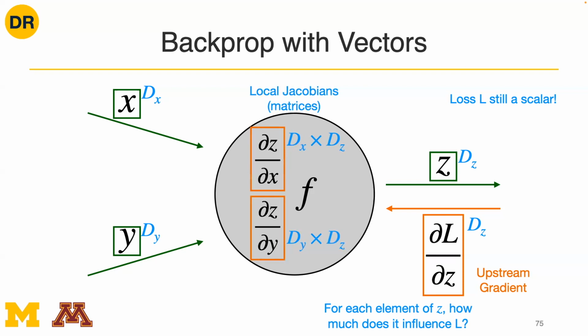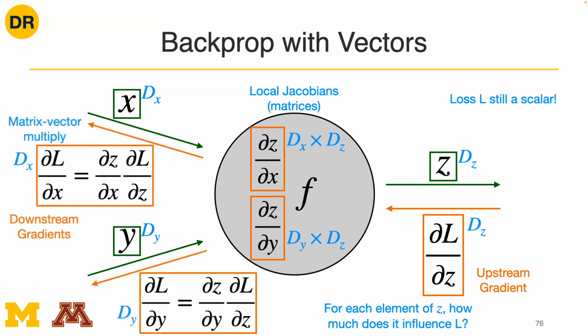Internally, then, what we have are Jacobian matrices to define the local, what we were previously calling gradients, but in this case the local Jacobians for this function. So dz/dx is now a Jacobian matrix of size d sub x by d sub z, because what that Jacobian represents is, according to this function, how every individual output element within z changes with respect to every single input element of x, and similarly for the vector input y.